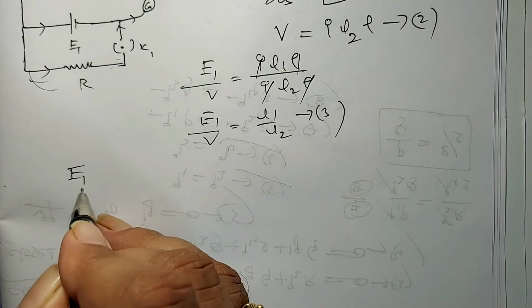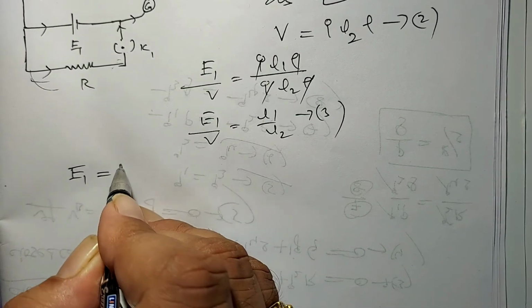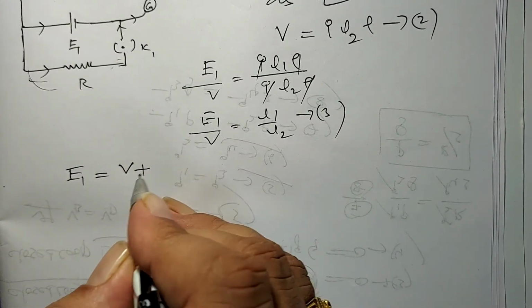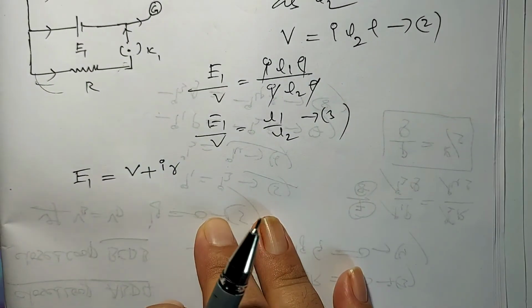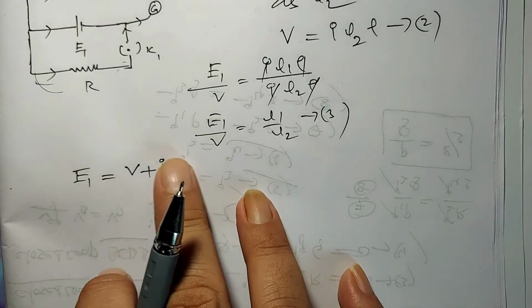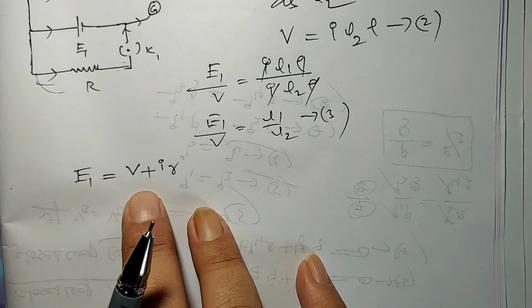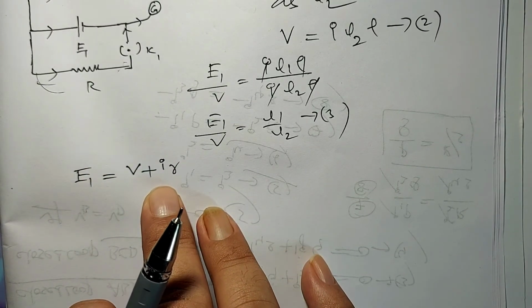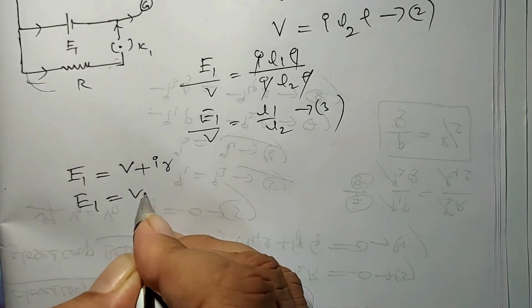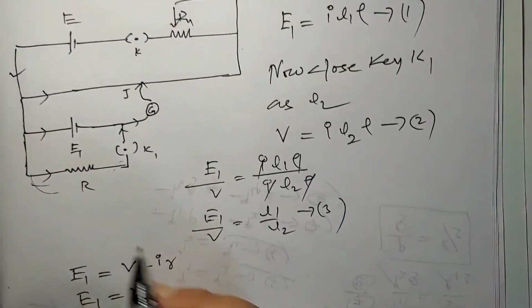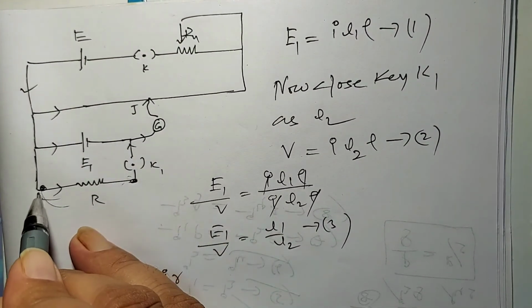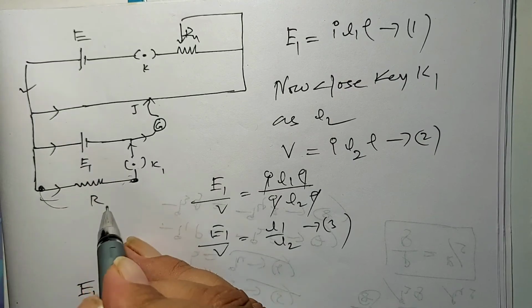We also have to know one important relationship between terminal potential difference and EMF. E1 is equal to V plus I r. This is the relationship between EMF and terminal potential difference. Here, what is I in terms of the terminal potential difference across the resistor? I equals V by R.